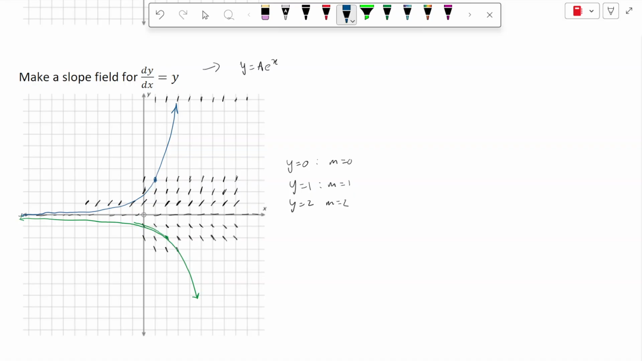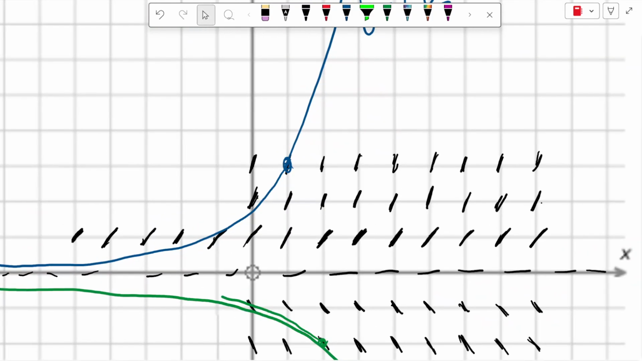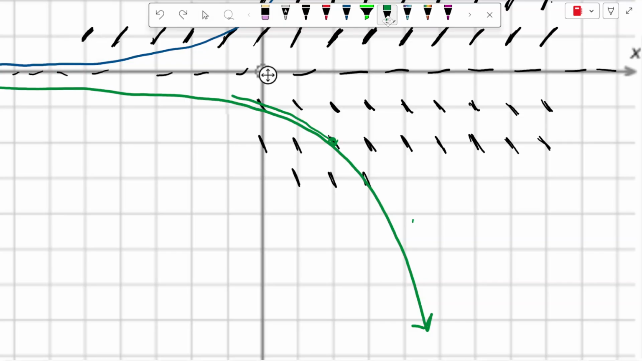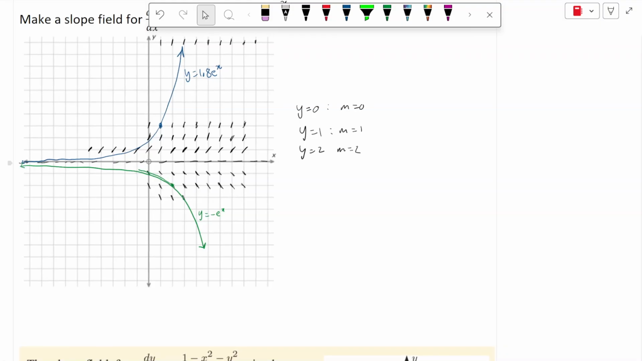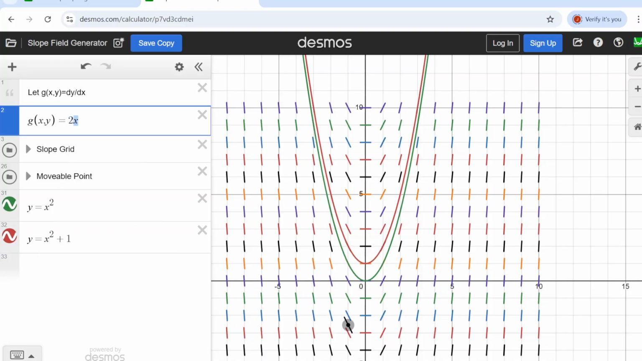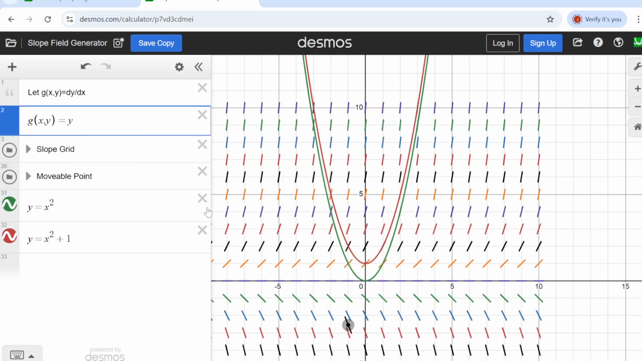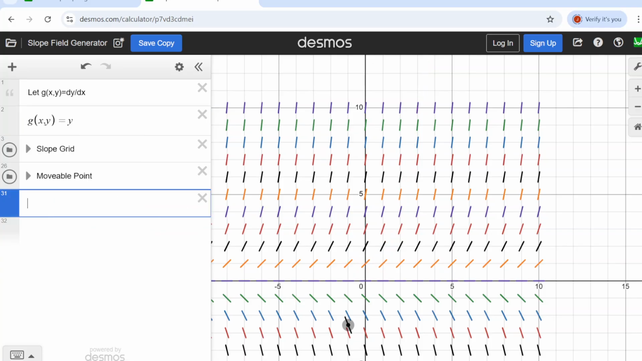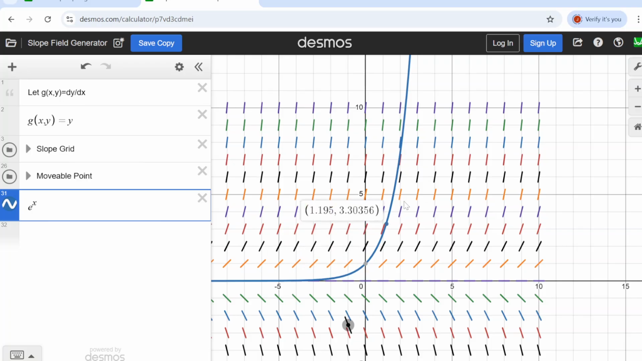This here would be a solution, maybe like y equals 1.8 e to the x or something. I'm using the y-intercept to inform me there. That looks like about 1.8. And then this one looked like y equals minus e to the x. You won't know what the actual equations are because the whole point of slope fields is just to draw a picture to get an idea. Usually you don't know the solution to the differential equation. But anyway, if we look at dy/dx is y, we can see the slope field here will update. And if I look at maybe e to the x, you can see that that goes through the slopes. It matches the slopes.